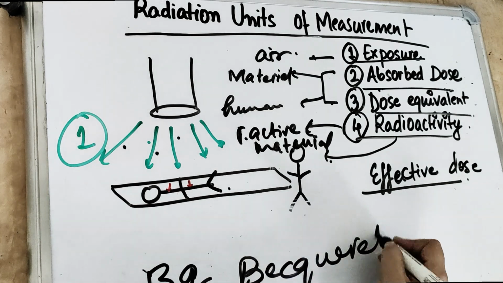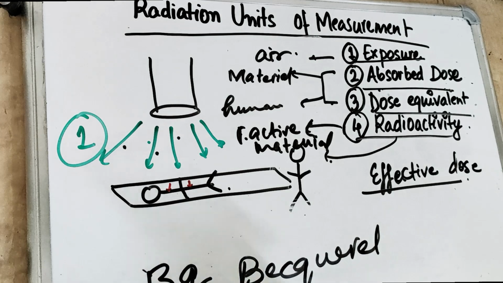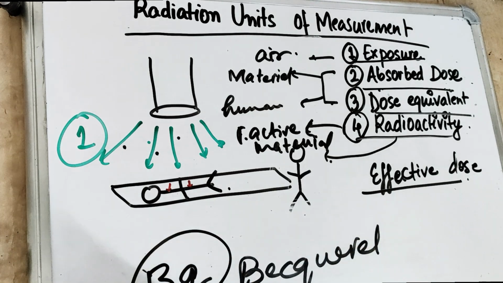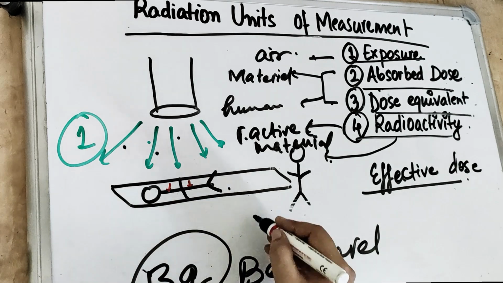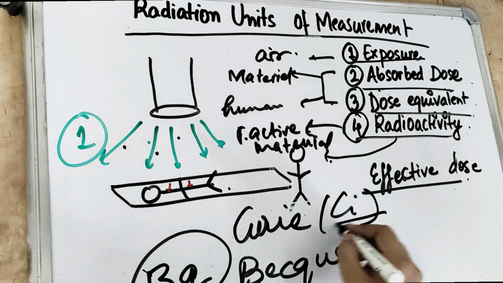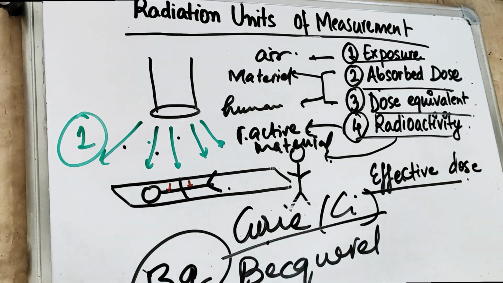Now you know how good I am at spelling, so please cross check the spellings. So becquerel is the SI unit. We have got the traditional unit also, which is the curie. Now curie, you know Madam Curie who discovered radium, right? So it is named after her, this is the curie.